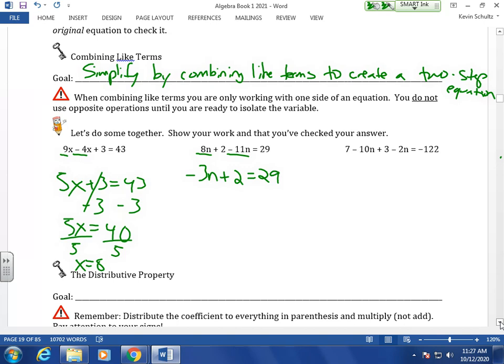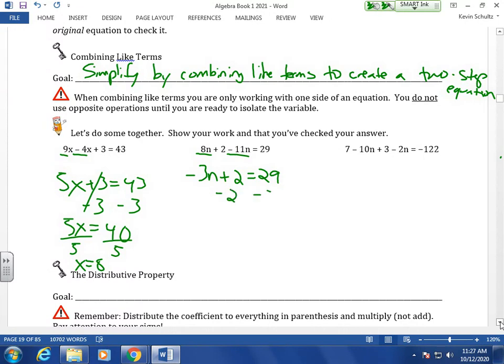We don't use opposite operations there because we're not moving anything from one side of the equation to the other, right? Everything is staying on the same side. We're just combining what we are able to. So we don't use opposite operations when we simplify because we're not moving anything from one side of the equation to the other. We're now at our 2-step equation.